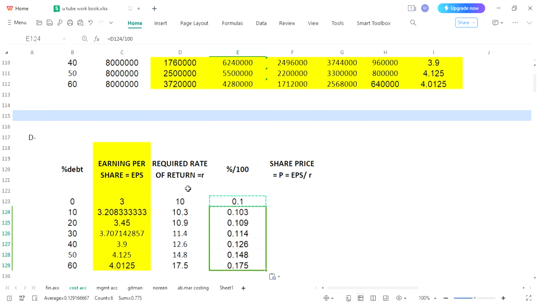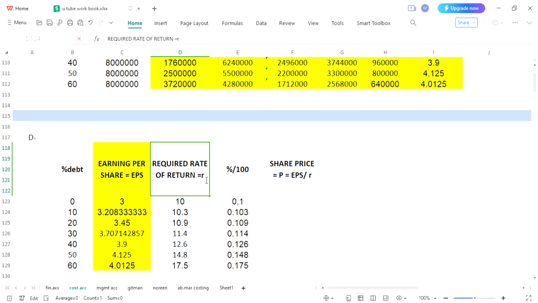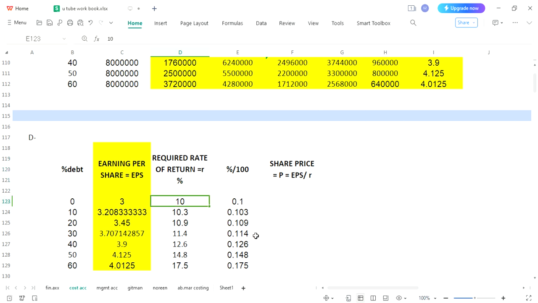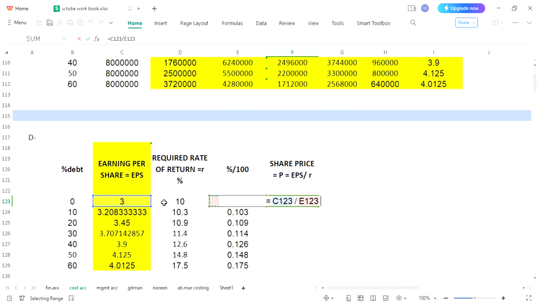So, understood what I have done? Everything would be divided by 100. This is your required rate of return. This rate was given in terms of percentage, and this percentage is divided by 100. All of these amounts are divided by 100. So we have got our percentage, and now we can put it in our formula. EPS was 3, divided by this percentage 0.1, and we have got our share price.